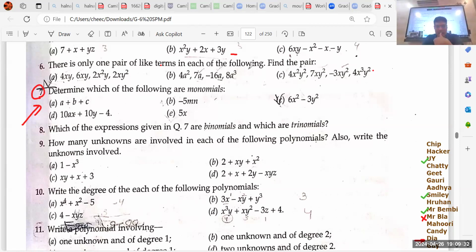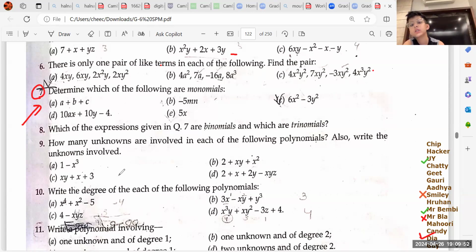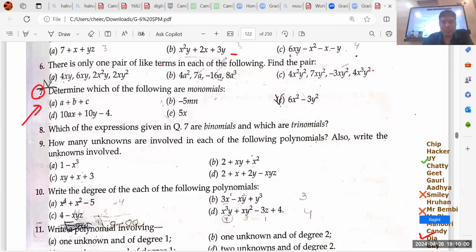Oh, it's correct. Sorry, Diya, it's correct. I'm also wondering which other monomial is there. Ragni ma'am, can you check mine? Mine too. So let it be. Let's discuss now. We are getting it wrong.